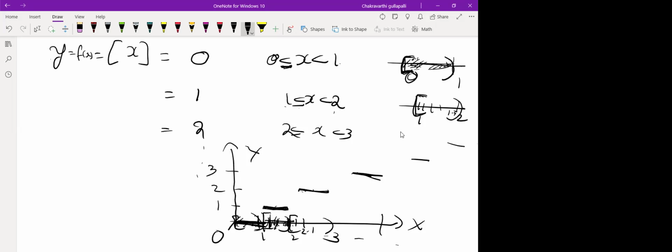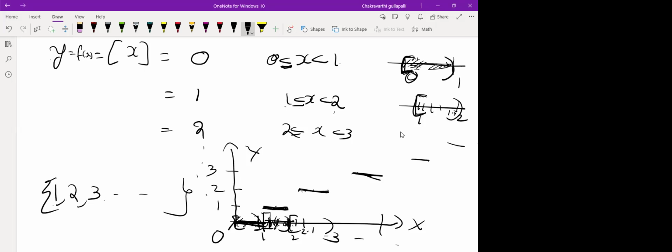We are breaking at every integer. Here, what are the breakpoints? Not one breakpoint. It's having many breakpoints. What are all the breakpoints? 1, 2, 3, and so on. They are countably infinite. So countable, we are able to visualize, but they are not uncountable. Countably infinite. This is an infinite set.